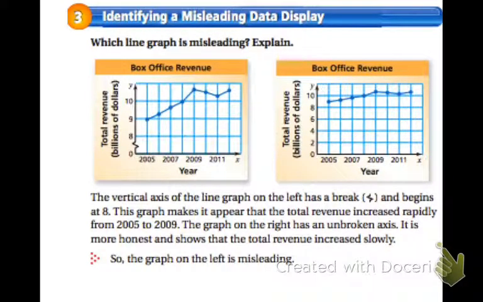But the one on the right has an unbroken axis, and it's more honest and shows the amount of revenue increasing slowly. Therefore, it's not misleading. You can tell the difference in the slopes. So the graph on the left is misleading.